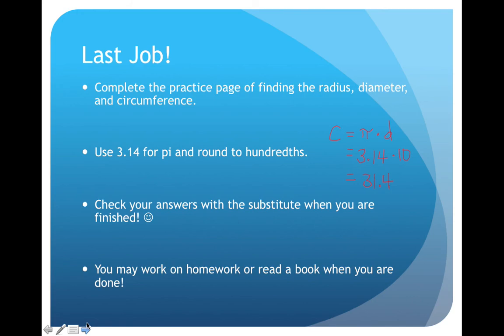When you're done, you can work on homework or read a book when you're finished and you've checked your answers.